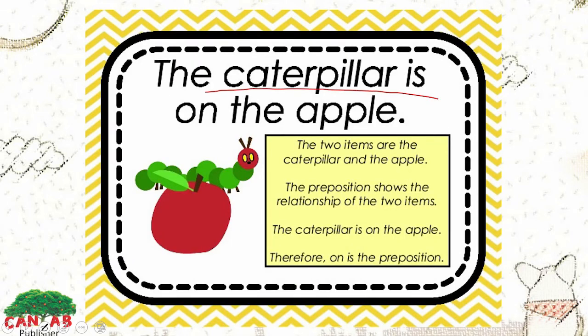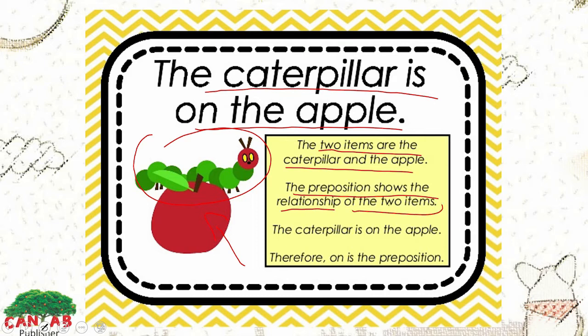The caterpillar is on the apple. कैटरपिलर क्या है? ये है, और ये आपका एप्पल हो गया. अब कैटरपिलर आपको दिख रहा है कि वो एप्पल के ऊपर बैठा हुआ है. The two items are the caterpillar and apple. The preposition shows the relationship of the two items. टू आइटम्स कौन कौन से? एक आपका कैटरपिलर हो गया और एक आपका एप्पल हो गया. The caterpillar is on the apple, therefore on is the preposition here.